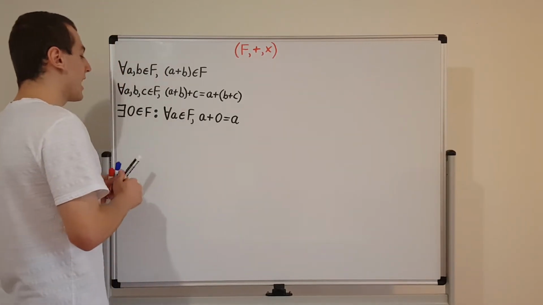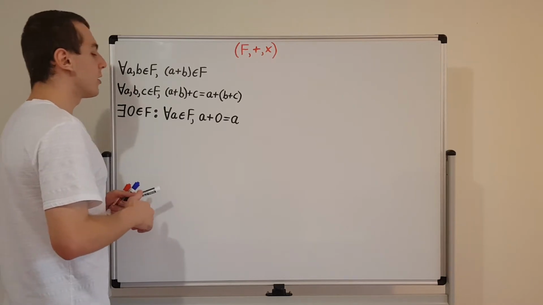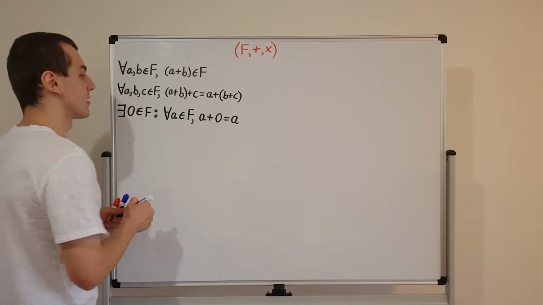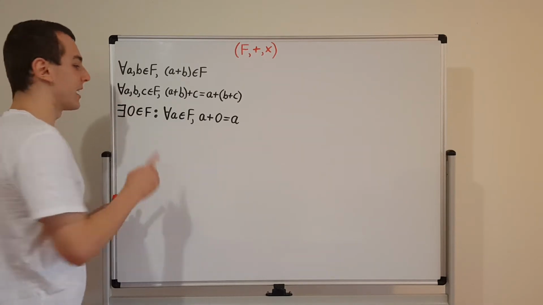So now that we have the existence of an identity, we can also define inverses. We want every element to have an inverse. And specifically, we want it to have an additive inverse.